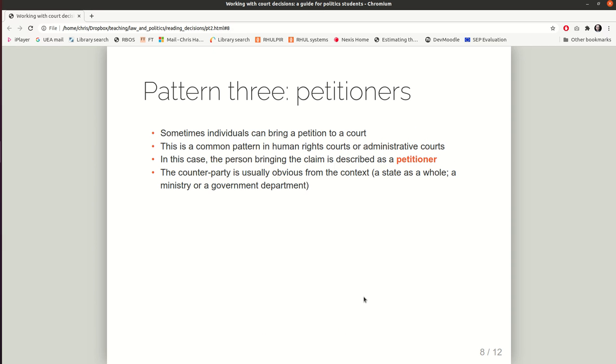The third pattern is unlike the previous two patterns in that it doesn't involve two parties opposed to one another necessarily. This pattern applies where individuals can bring a petition to court. So this is something which is common in human rights courts and administrative courts. And here you would see someone bringing the claim described as the petitioner. And the person or organisation on the other side, or the counterparty, is usually obvious from the context. It might be the state as a whole, so it might be the United Kingdom, or it might be a ministry or a government department.